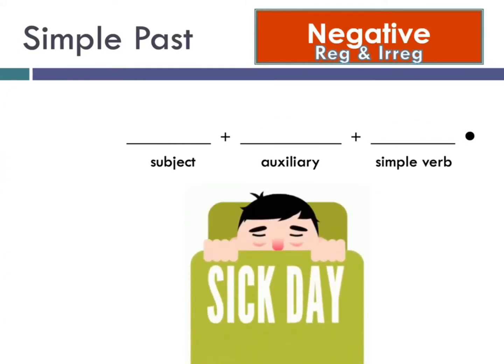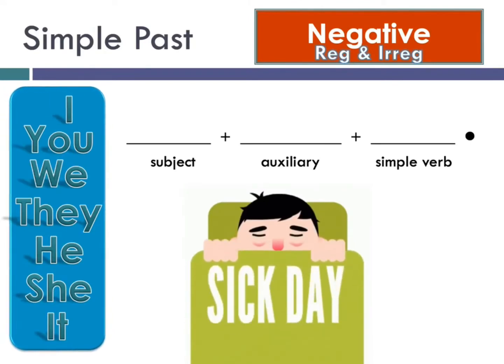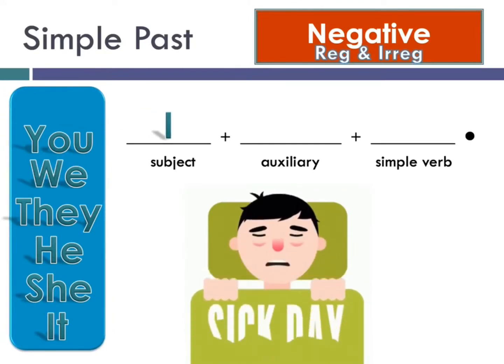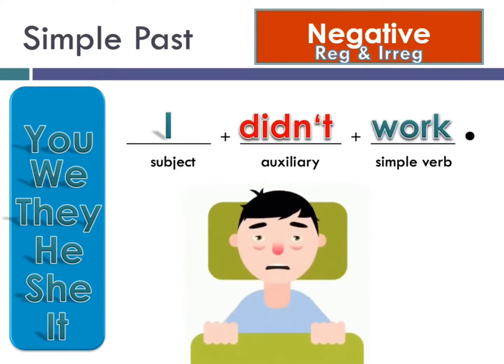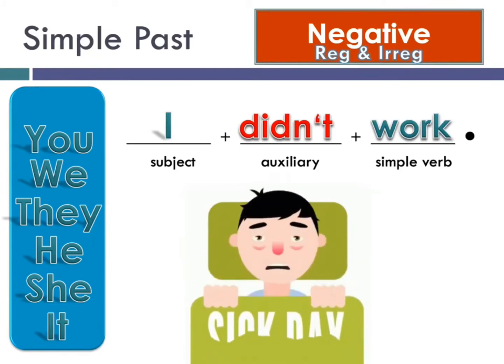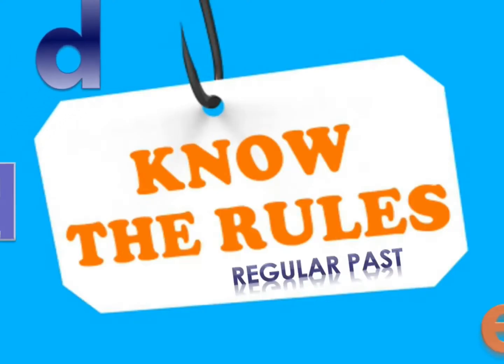And for the negative sentence of the simple past that uses regular and irregular verbs, I didn't work. Here it means the word do not change anymore.